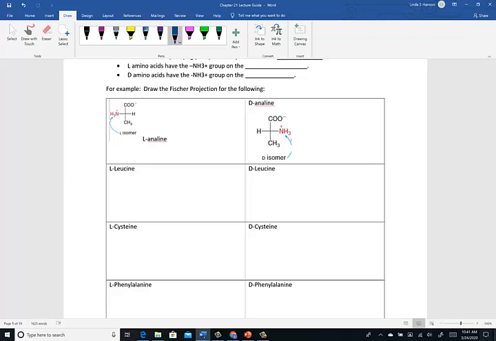L stands for left side. Think of it that way. It actually stands for levo, but L is left. And that's the naturally occurring enantiomer. D stands for dextro, and that means right-hand side. The amine group is on the right-hand side.